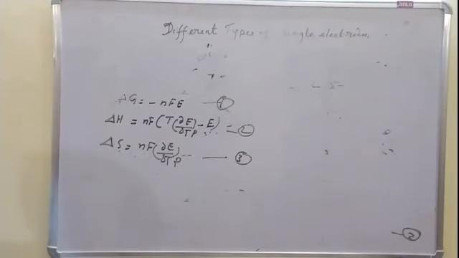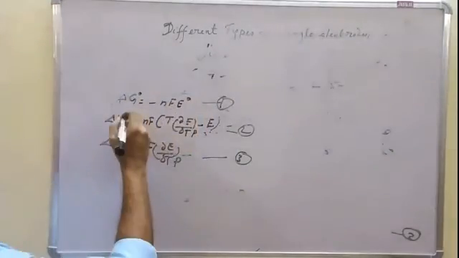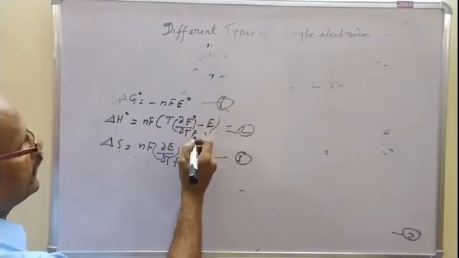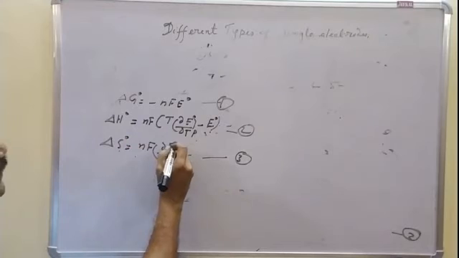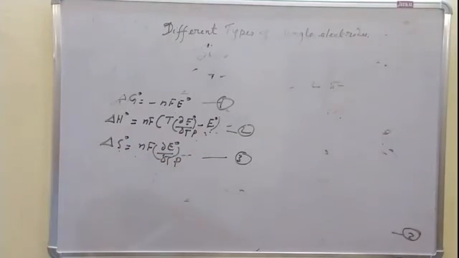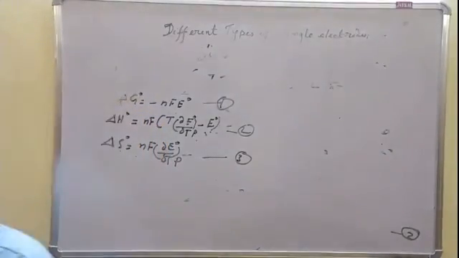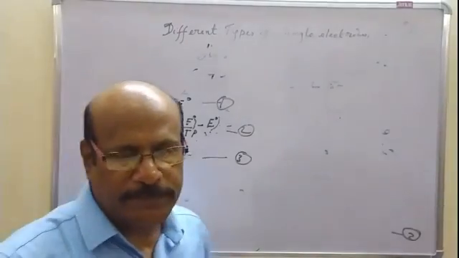In the standard state, delta G0 is equal to minus nFE0, delta H0 is equal to nF into T dE0 by dT at constant pressure minus E0, and delta S0 is equal to nF into dE0 by dT at constant pressure. Next class we will pass on to the relation between the equilibrium constant and delta G of a reversible reaction. For the time being, I am winding up now.